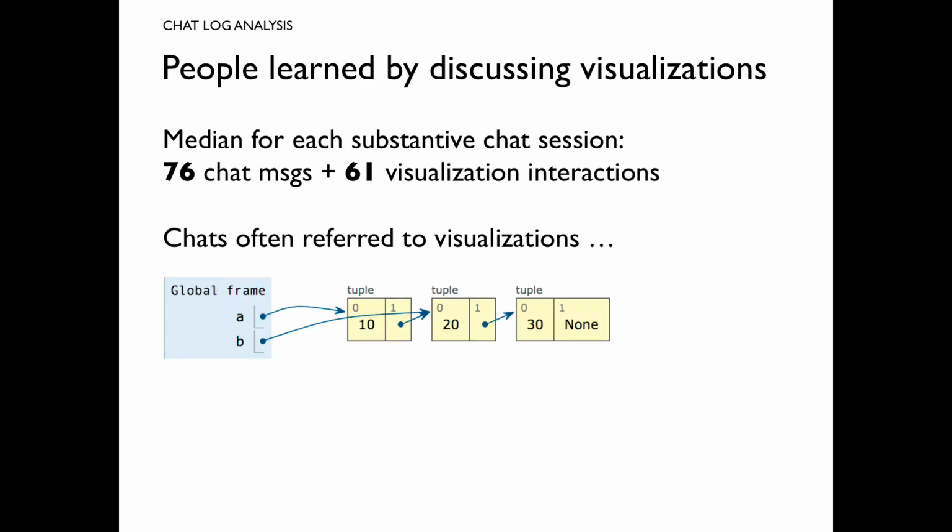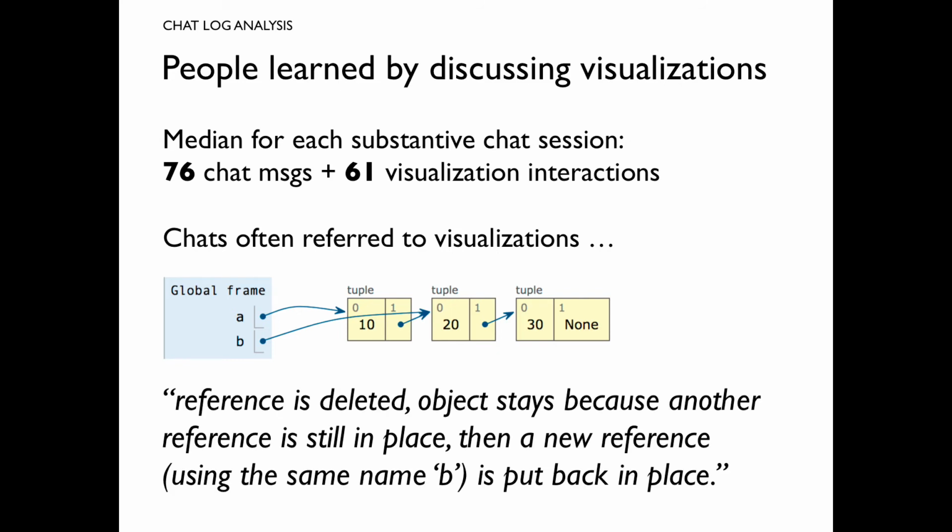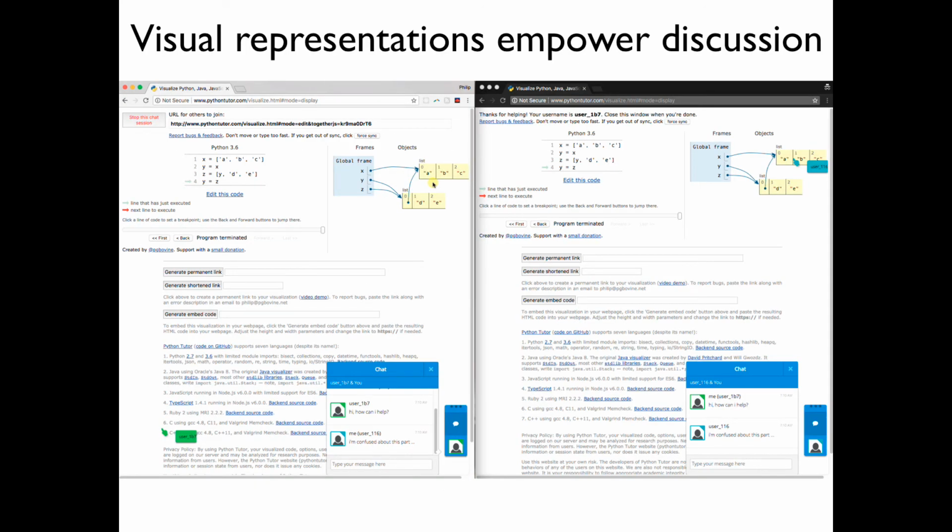So example here, there's A and B both pointing to parts of a linked list data structure. And someone says something like, "Reference is deleted, object stays because another reference is still in place. Then a new reference using the same name B is put back in place." So what's indicated by a lot of these quotes is that the students are actually talking about the visualizations. And if the visualizations didn't exist, it would be very hard to make such substantive comments about runtime behavior. The take-home message from this first part of the talk is that visual representations empower discussion.